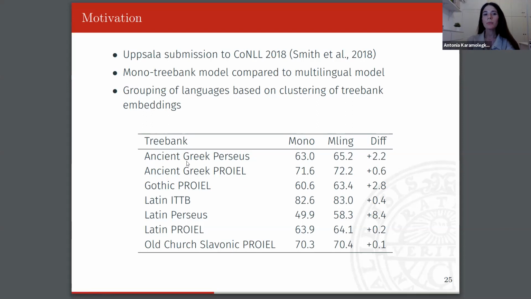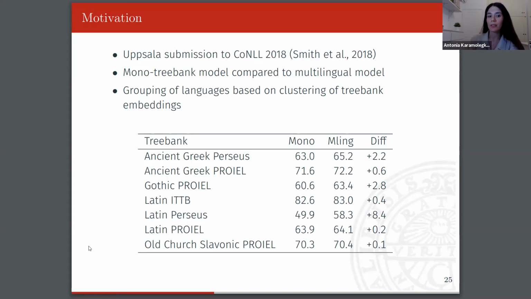So the motivation was based mostly on the Uppsala submission to CoNLL 2018 that Sara mentioned before. And they trained some monolingual models compared to multilingual models. And the grouping of the languages was based on clustering treebank embeddings. But even though most of the clusters were mostly for closely related languages, there was also a tendency for treebanks containing old languages, such as Ancient Greek, Gothic, and Latin, to cluster together.